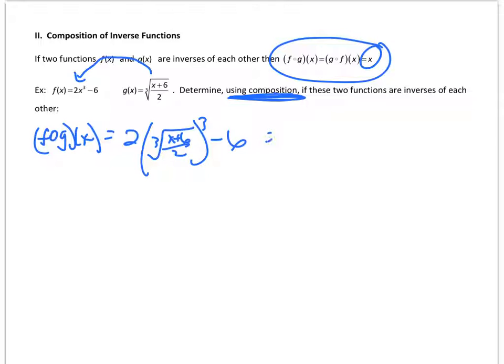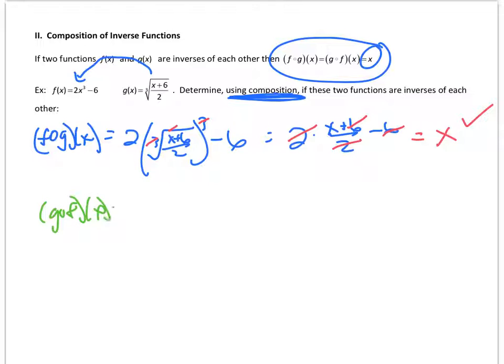And simplify. So my cubes will cancel out, or cube roots will cancel out, and I'm left with 2 times x plus 6 over 2 minus 6. The 2's cancel, 6's will cancel, and I'm left with x. So that one is fine. Now I'm going to do the other direction. I'm going to do g composed with f of x, and I'm going to plug my f into my g. And you need to check and make sure that you do both of them, because sometimes one will work based on the kinds of equations you have and the other one may not.